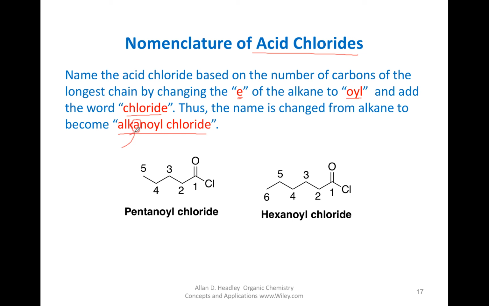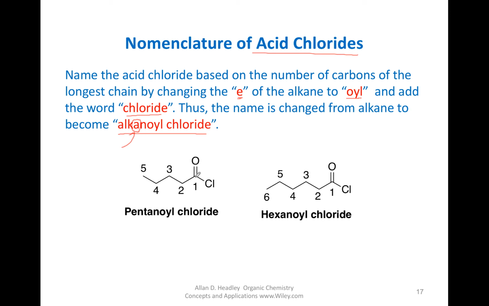So if we have an unsaturated alkanoyl chloride, we can change that A to an E and indicate the position of the double bond if it's a double bond, or that A to a Y if it's a triple bond, and indicate the position of the triple bond. But we'll get to that later on.